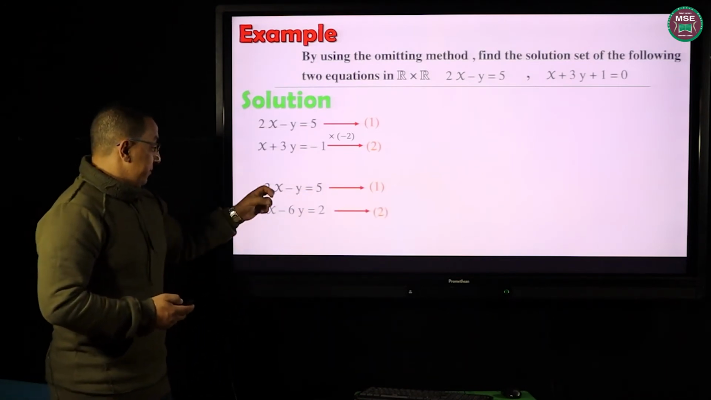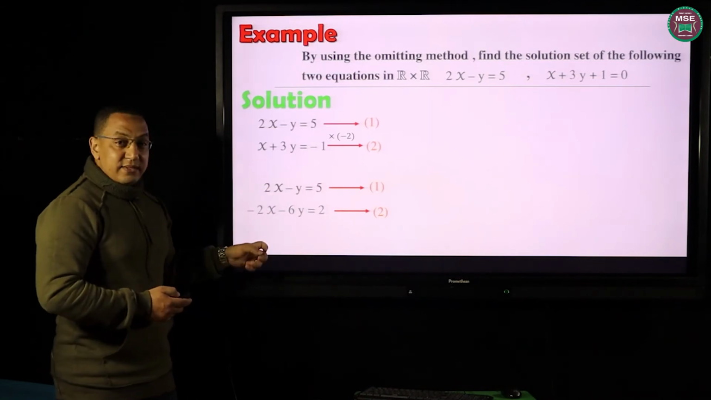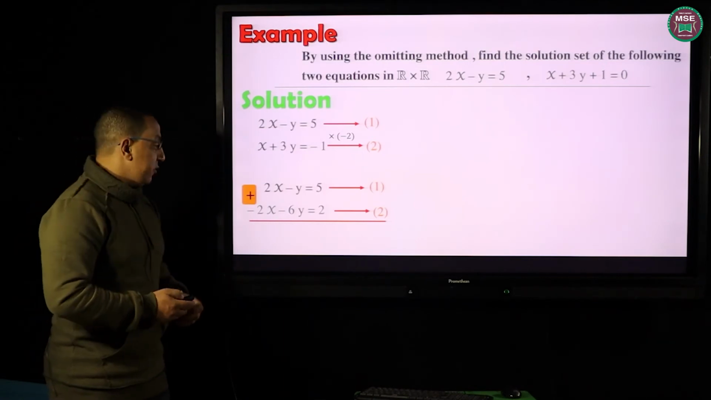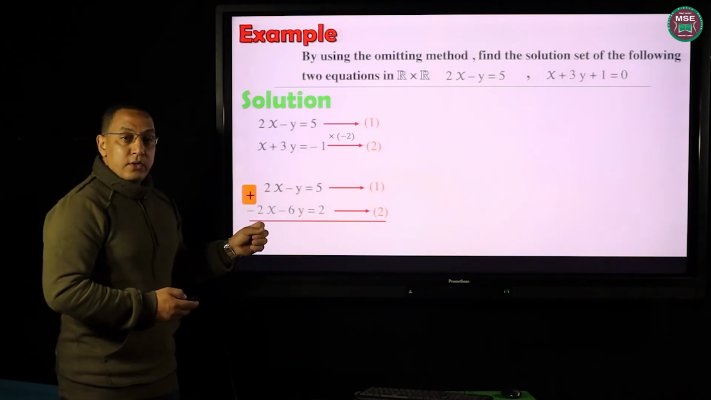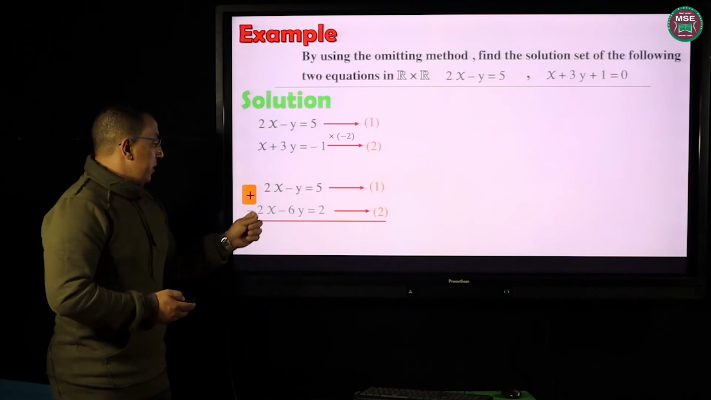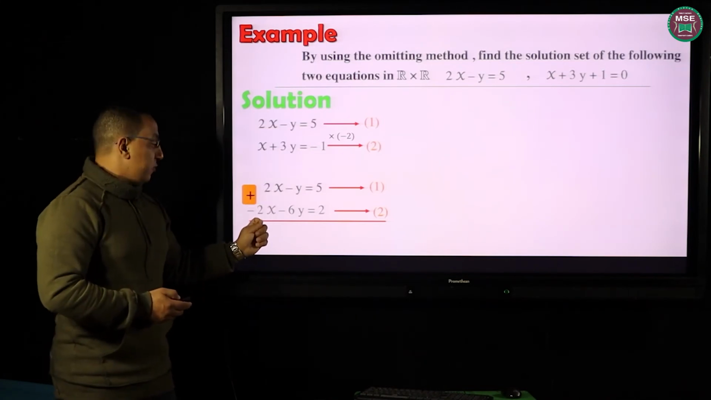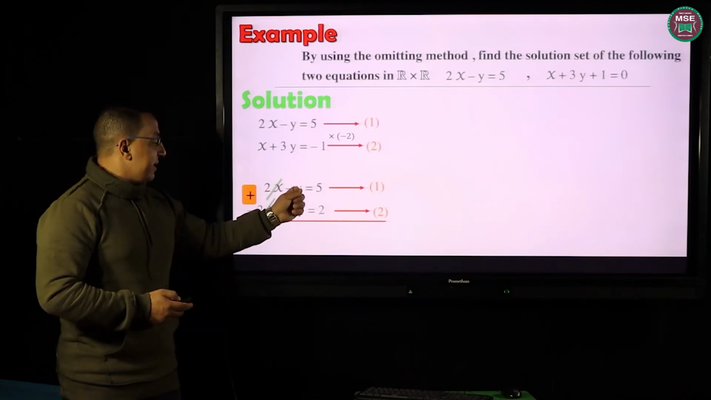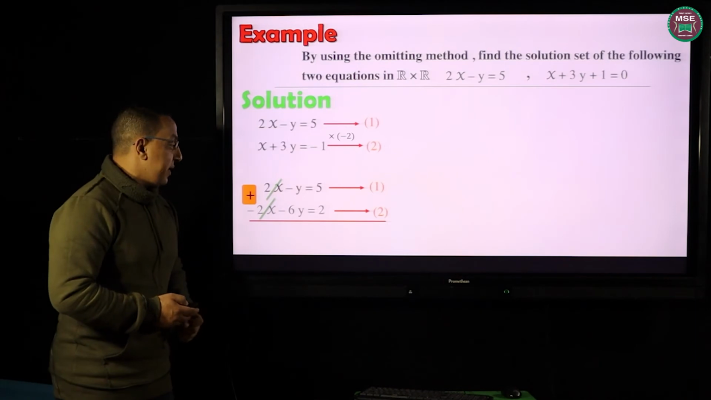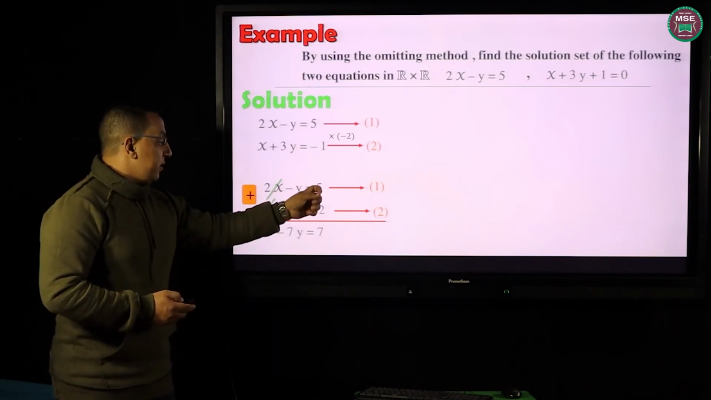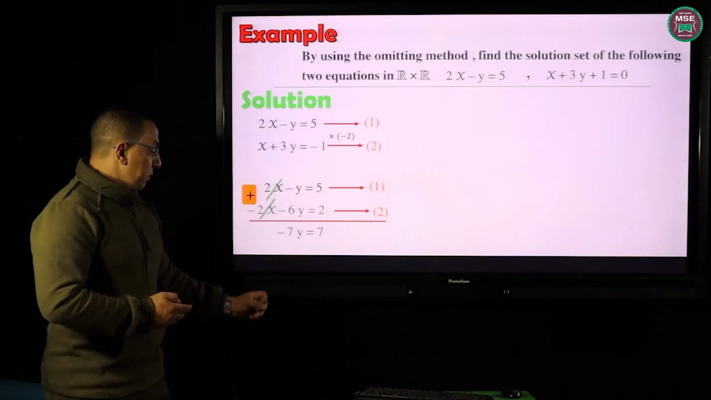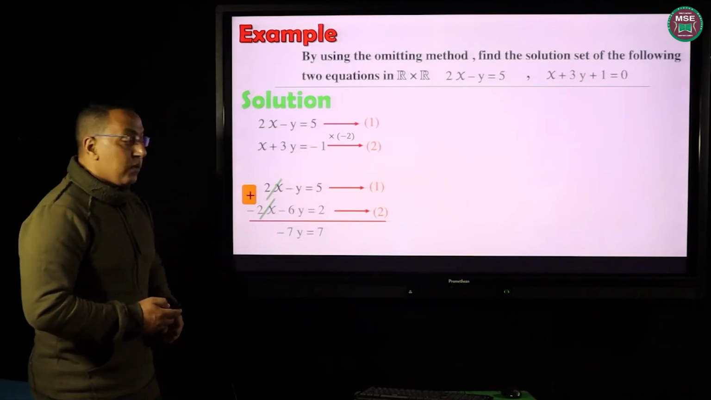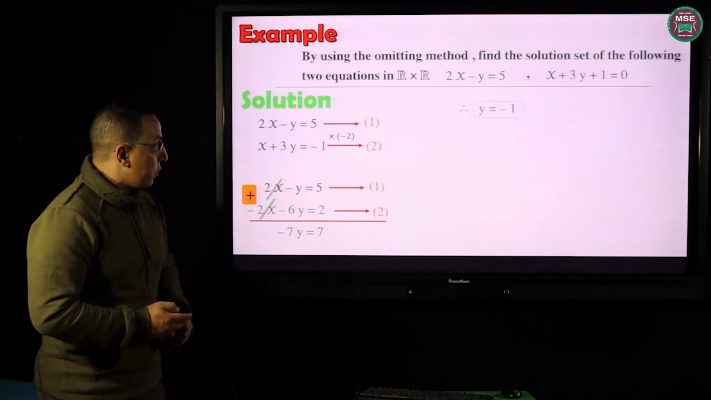Here I need to omit x, so I'm going to add the two equations. 2x plus negative 2x equals 0, like this. And negative 1 plus negative 6 equals negative 7y. And 5 plus 2 equals 7. Now I'm going to send the negative 7 to the right side by dividing. So y equals 7 divided by negative 7, which equals negative 1.